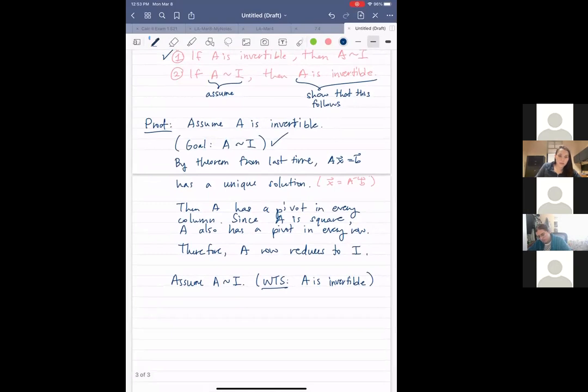So we have that A row reduces to the identity. Now we're going to use those elementary matrices that we were talking about before this. So if A row reduces to the identity, then there are a certain number of row operations we apply in order to row reduce it, right? So that means that there exist elementary matrices. We'll just label them E1, E2, up to EK, right?